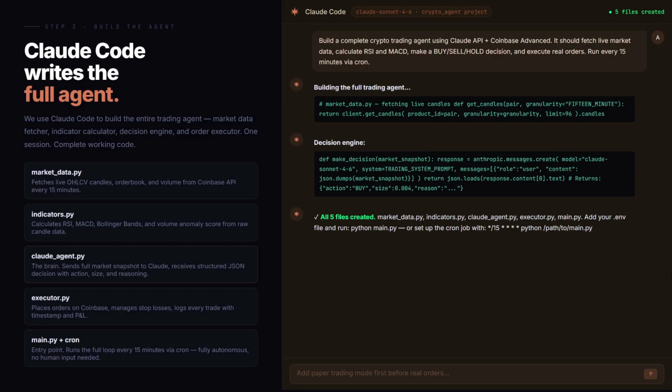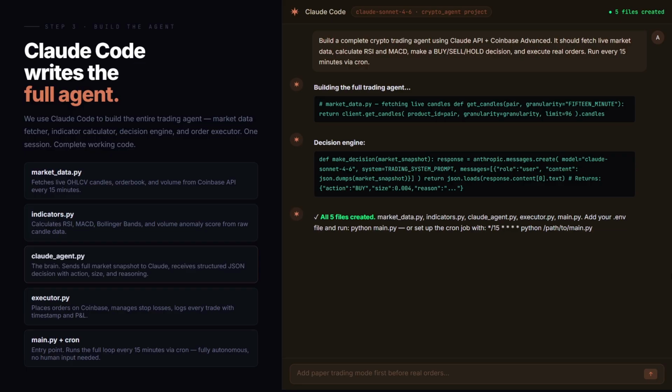Market_data.py fetches live candles from Coinbase every 15 minutes. Indicators.py calculates RSI, MACD, and Bollinger Bands from the raw data. Claude_agent.py is the brain of the system. It sends the full market snapshot to Claude and receives a structured JSON decision: action, size, and reasoning. Executor.py places the order on Coinbase, sets the stop loss, and logs the trade with full details. Main.py ties everything together and runs the full loop via a cron job every 15 minutes.